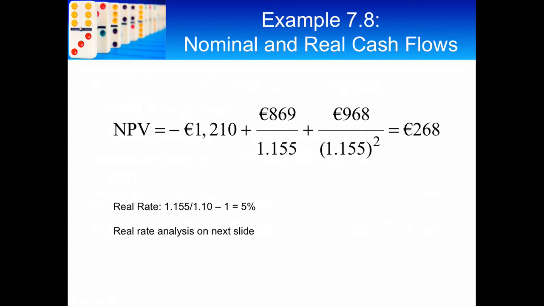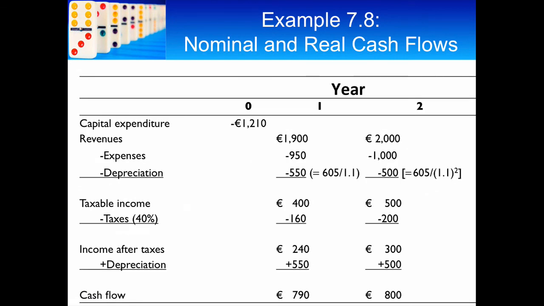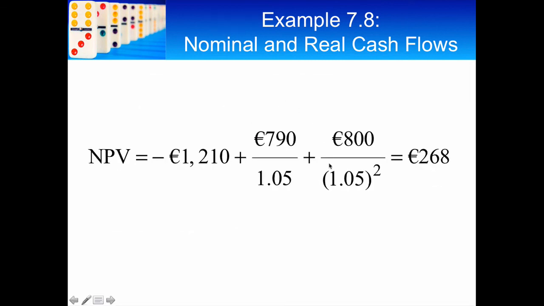Now, let's do the analysis again with real cash flows and real discount rate. The inflation rate is 10%, the nominal rate is 15.5%, so using our formula, it gives us a real rate of 5%. So we use the real cash flows in this slide. You see that we're not incorporating inflation here. We end up with real operating cash flows, and it's these cash flows that you discount by the 5% real discount rate. Using the simple NPV formula, you get the same NPV of €268.